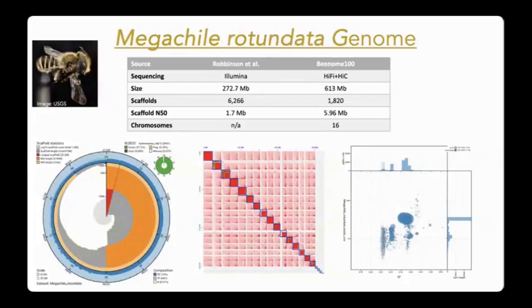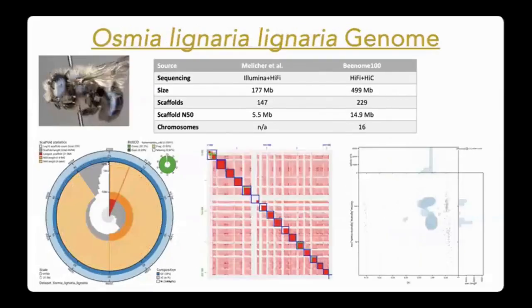Next is Megachile rotundata. This is also an important pollinator of alfalfa in the US and other places. There was an unpublished genome generated in 2011 using short read sequence data. This genome has a size of 272.2 megabases and an N50 of 1.7 megabases. Our new HiFi plus Hi-C genome is chromosome level with 16 chromosomes, and it has an N50 of 5.96 megabases, demonstrating that this new genome is larger and more contiguous than the previous one.